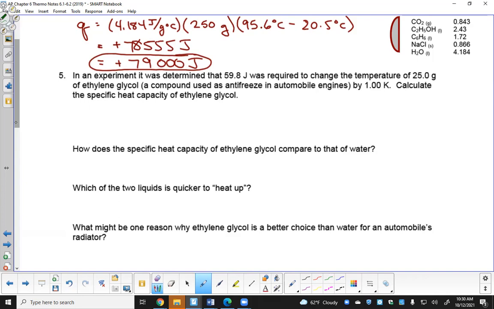Ethylene glycol is kind of a neat compound. It's used in radiator fluid, and it's got a really neat color to it. Think Mountain Dew, but a little more fluorescent looking. It looks like Mountain Dew, and it's sweet tasting as well. Poisonous.